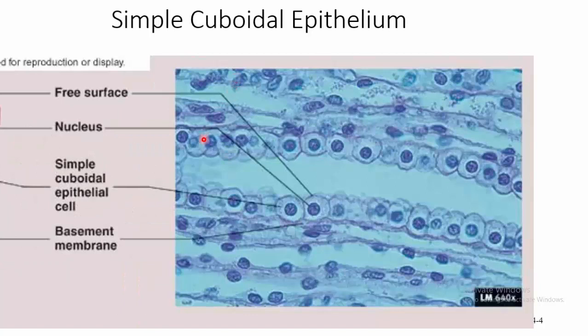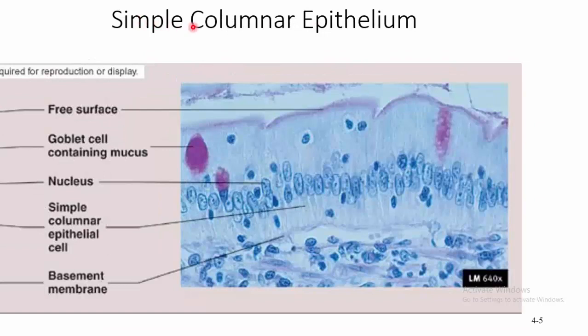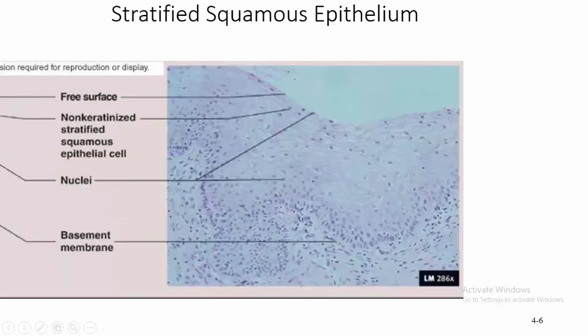Here is simple cuboidal epithelium: cube-shaped cells that are in a single layer, and they're covering. So that's simple cuboidal epithelium. Here we see simple columnar epithelium, tall cells in a single layer. Here we see stratified squamous epithelium, which means flat cells in many layers.